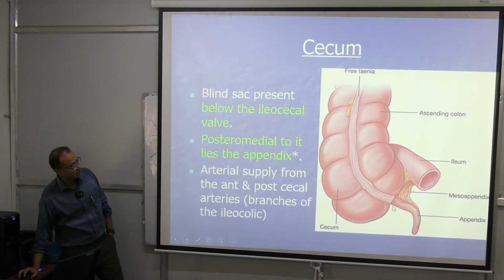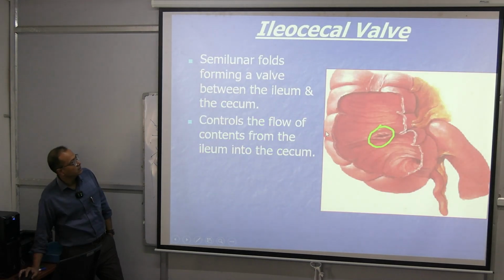The appendix has a length of 3 to 9 centimeters, variable. It has a base where it is attached, and then we have the tip, and in between them we have the body. Hanging between them is a mesentery, which we call the mesoappendix. Clear? So this is how these things exist.